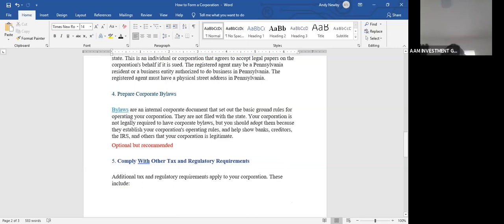They must have bylaws. Bylaws are an internal corporate document that set out the basic ground rules for operating your corporation. They are not filed with the state. Your corporation is not legally required to have corporate bylaws, but you should adopt them because they establish your corporation's operating rules. Okay? So bylaws are only for companies that are multifaceted, like what we do, right?